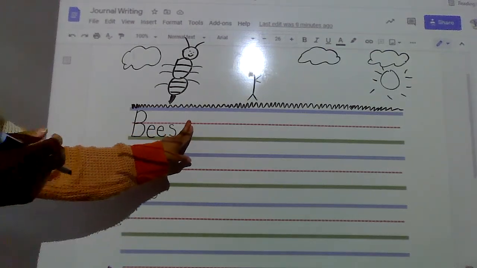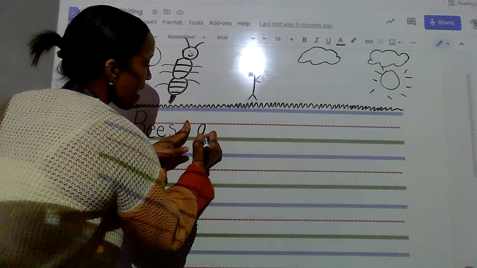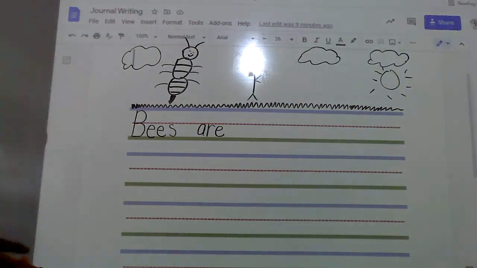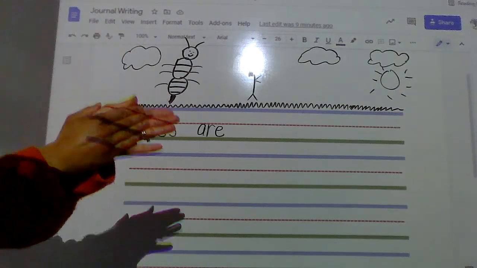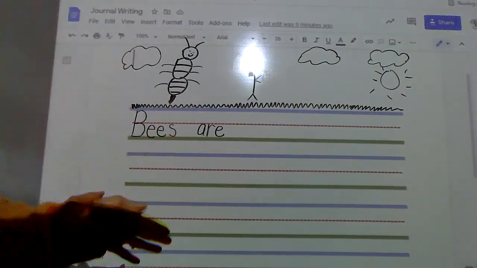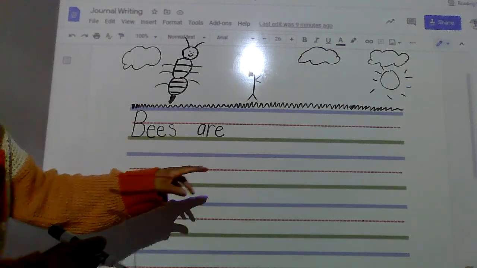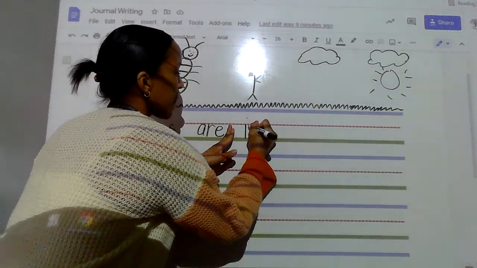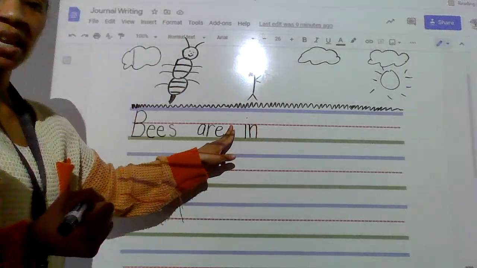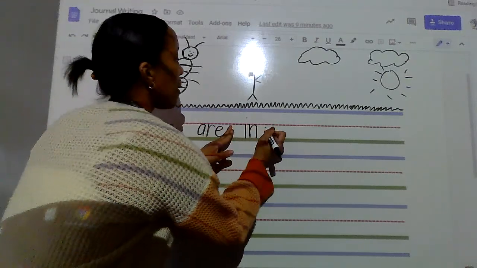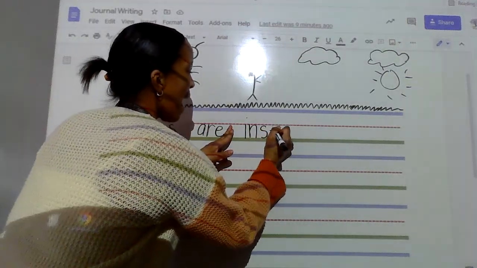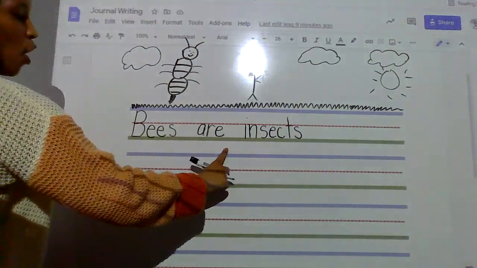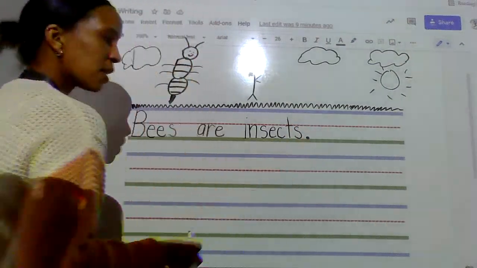Bees are power word. Spell it. A-R-E. Bees are insects. Can we clap insects? Insects. Let's do it again. Insects. 2 syllables. The first syllable is in, which is also a power word. Spell in for me. I-N. Look at that. We spelled half the word already. Now the second part is sects. We're going to sound that out. Bees are insects. First sentence already done.